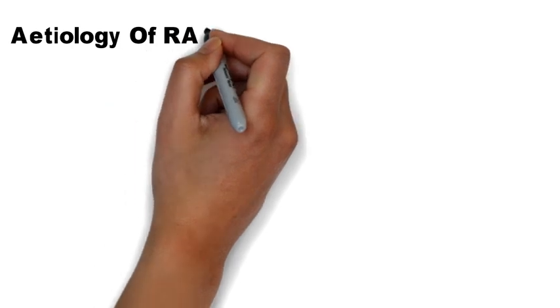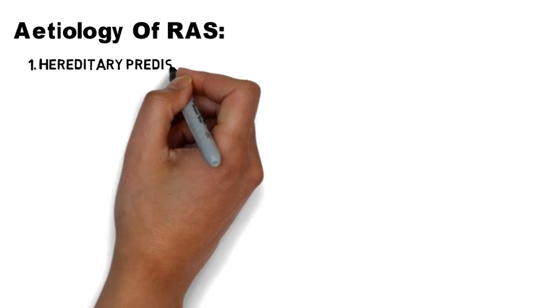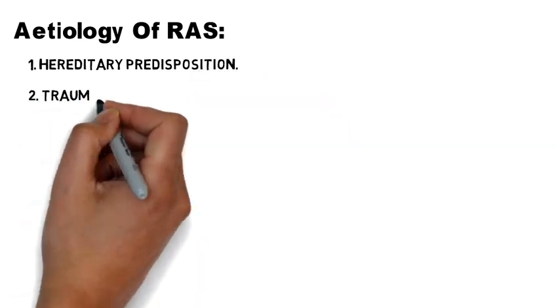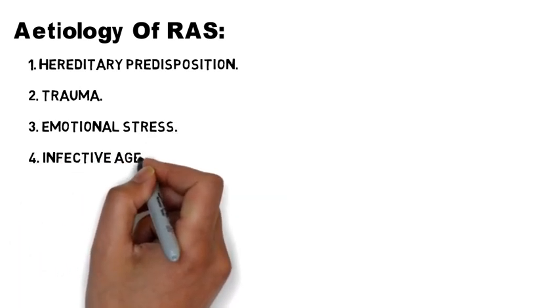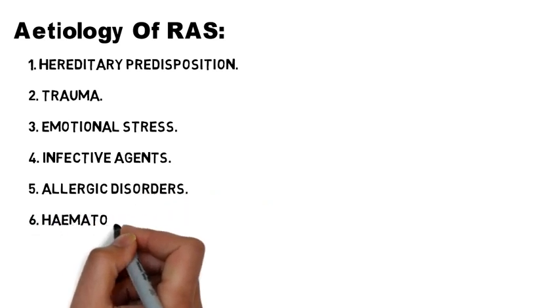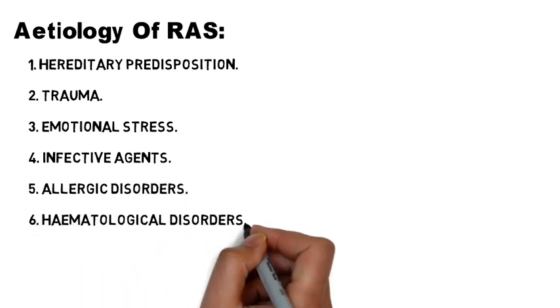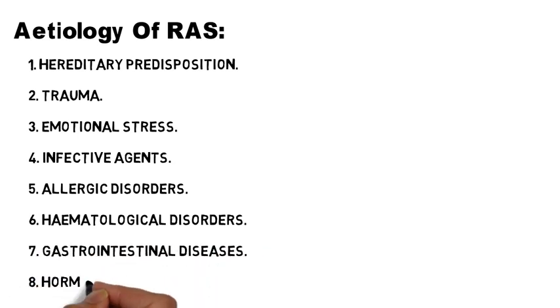Now the causes of recurrent aphthous stomatitis. Number 1, hereditary predisposition, trauma, emotional stress, infective agents, allergic disorders, hematological disorders, gastrointestinal diseases, and lastly, hormonal disturbances. Now, if we talk about hereditary predisposition, a family history is found in up to 45% of patients.